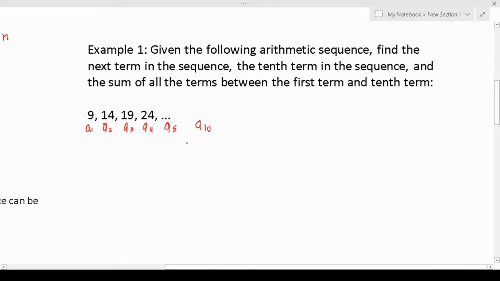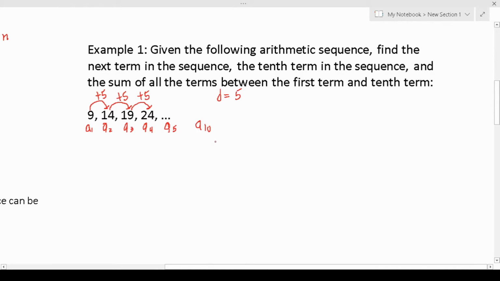Since this is an arithmetic sequence, we know that there's going to be a common difference between consecutive terms in this sequence, and we know that common difference is going to be the same or constant between all consecutive pairs. That is, to go from 9 to 14 is going to be the same as going from 14 to 19 and going from 19 to 24. To go from 9 to 14, you can see that we have to add 5. To go from 14 to 19, we have to add 5. And to go from 19 to 24, we have to add 5. Therefore, we know the difference in this case is going to be 5.